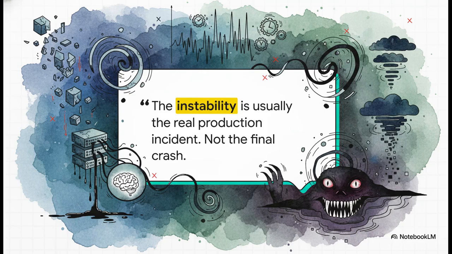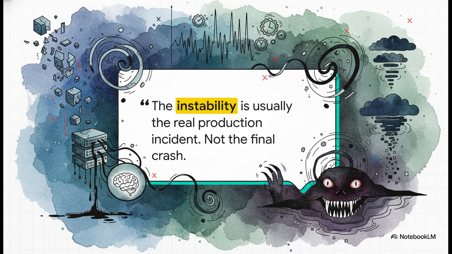You know how it goes. Imagine a typical week in ops. Everything seems perfectly fine on the surface, but underneath, there's a silent killer at work. The instability you're noticing, those weird random latency spikes, the unpredictable autoscaling, that is usually the real production incident. It's not the final dramatic out-of-memory crash that makes the pager go off. It's actually that slow, agonizing period of degradation right beforehand that causes the real pain.